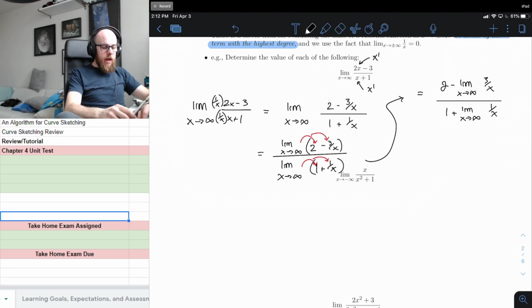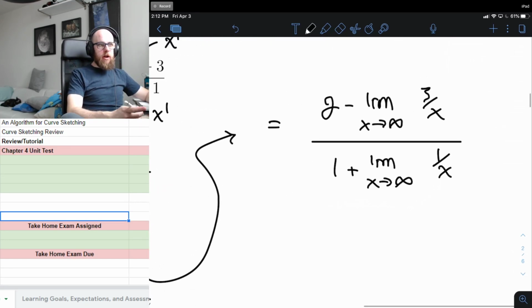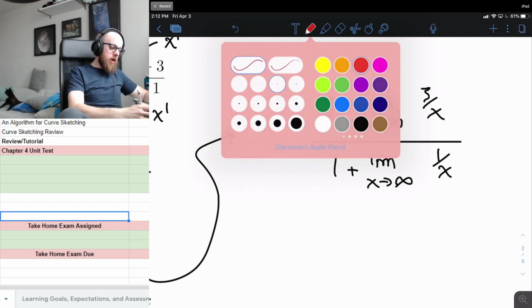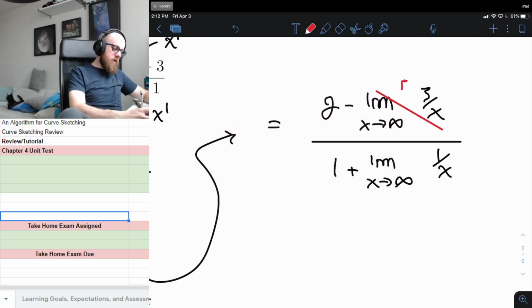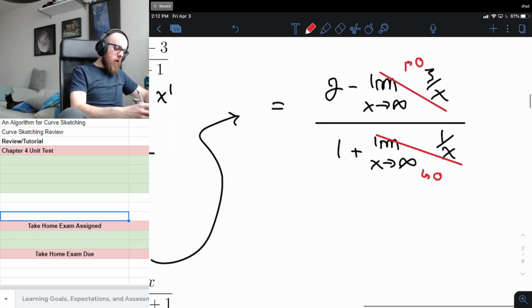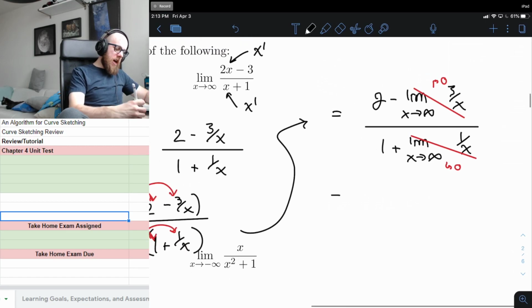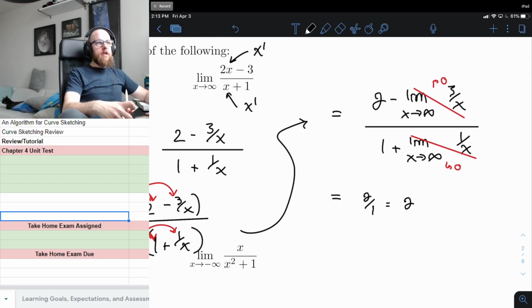Okay. Now looking at these two expressions here, when x gets really large, like imagine x being 1,000, right? Well, 3 divided by 1,000 is going to be a really small number. And so this limit here just evaluates to 0. And the limit in the denominator also just evaluates to 0. And so what this means is that when x approaches positive infinity, our function is actually approaching 2 over 1, which is just equal to 2.